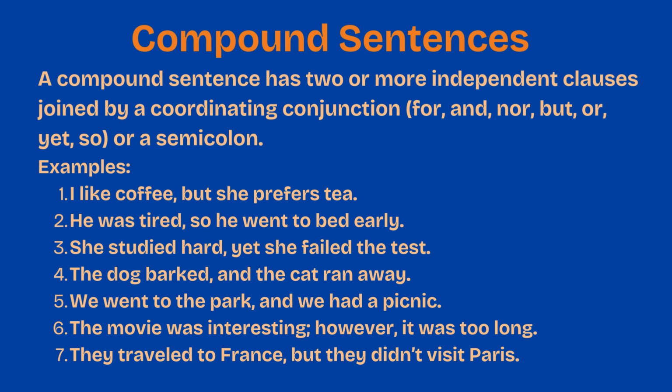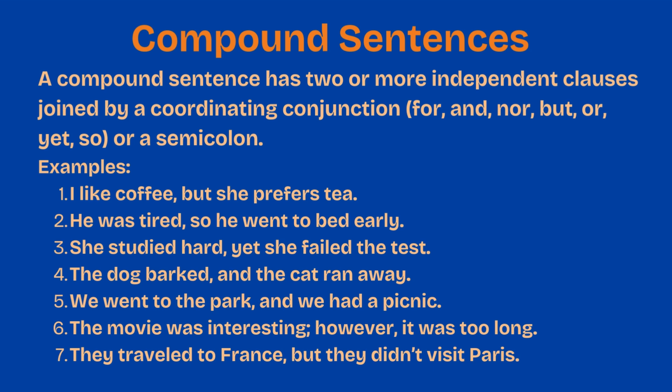Compound sentences. A compound sentence has two or more independent clauses joined by a coordinating conjunction: for, and, nor, but, or, yet, or so. Or a semicolon.